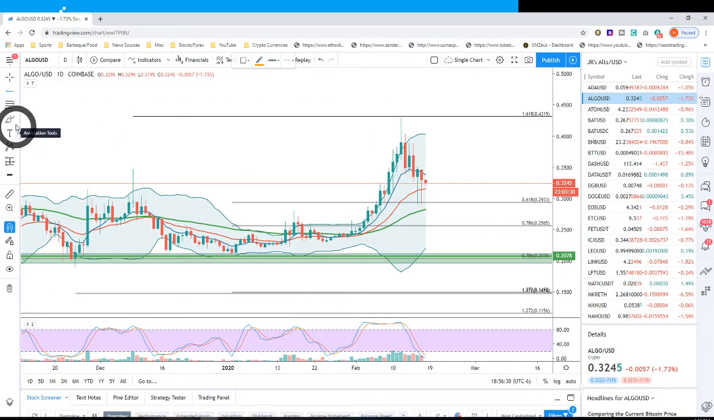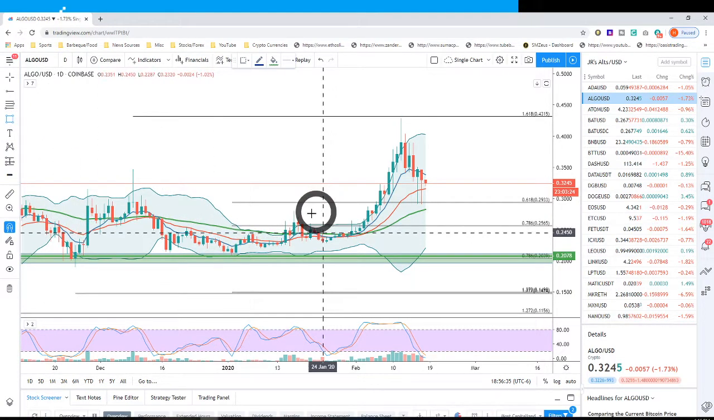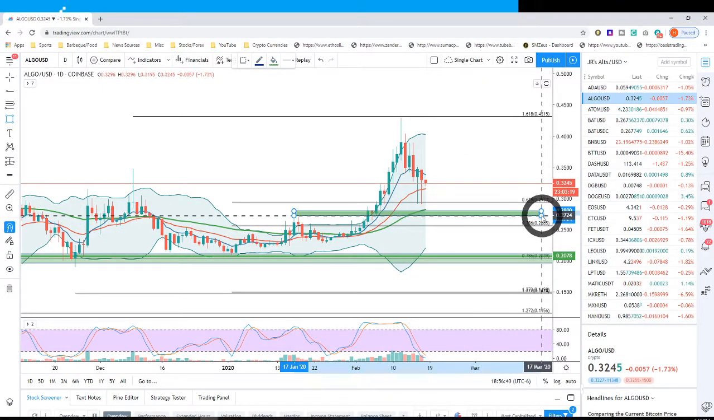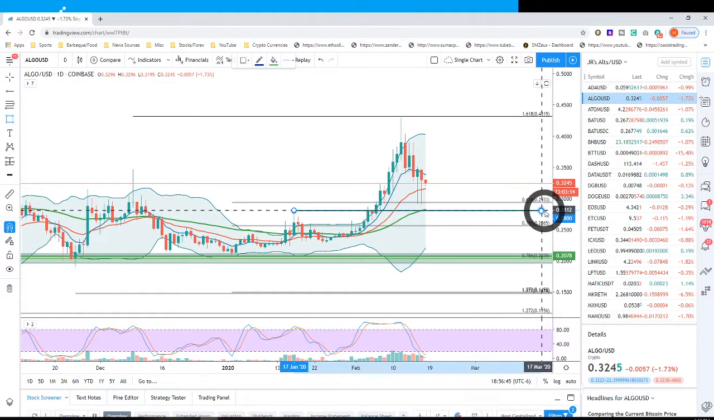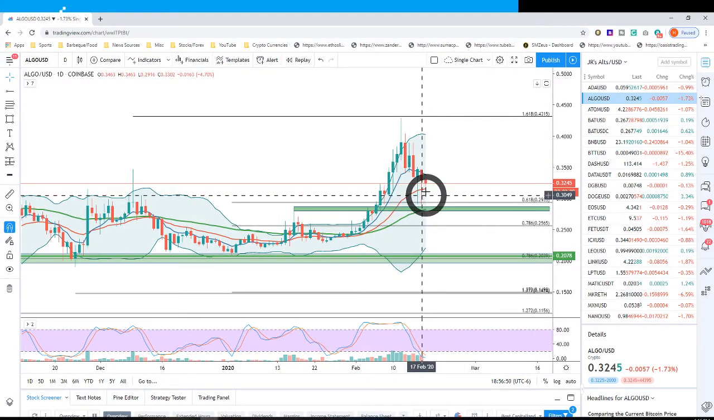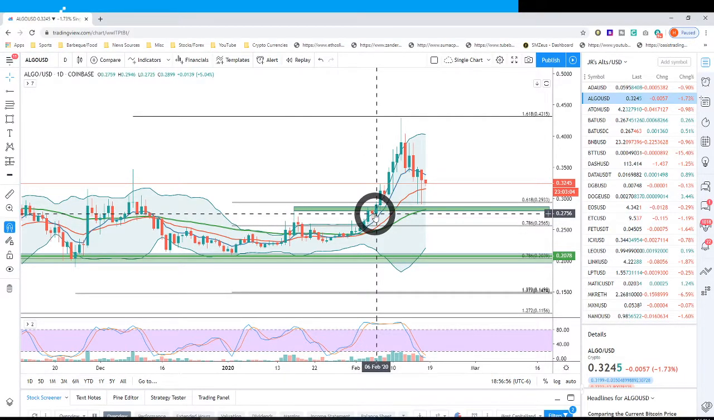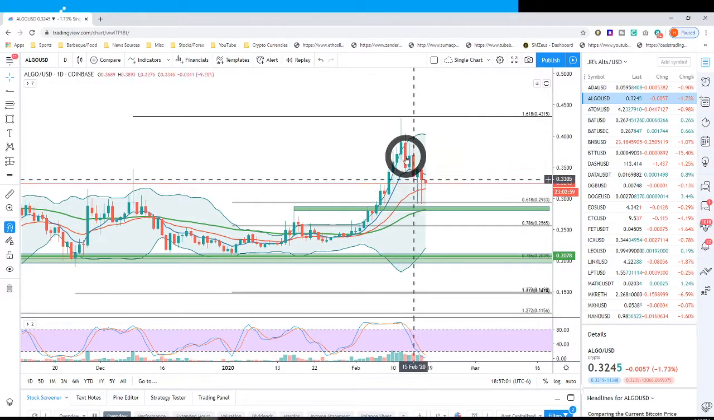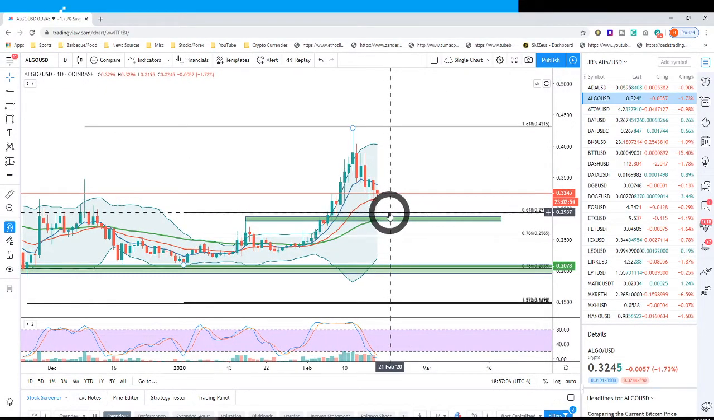And actually, let's do this as a rectangle. Let's just call it this little area right in here. I think that was actually resistance right there. So let's call it right there. Okay, so this area was resistance, pulled back, and then broke through. So this is our area of support, which it's trying to hold. So if you're wanting to play this one, this area should be your support.